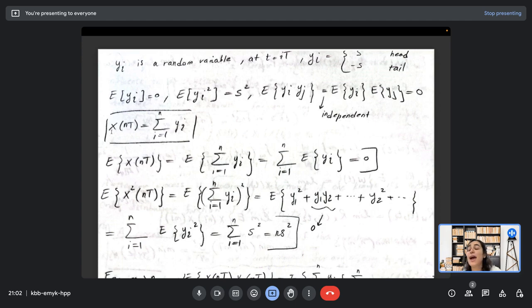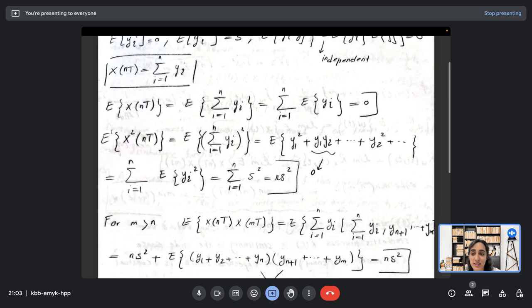Okay. And we can define x of n times t as the sum of all these yi's, all these steps. So the expected value of x of n times t is equal to the expected value of the sum of all these y's, and sum is a linear operator. It comes out of the expectation, and because we know that the expectation value of yi is equal to 0, the sum of zeros is 0.